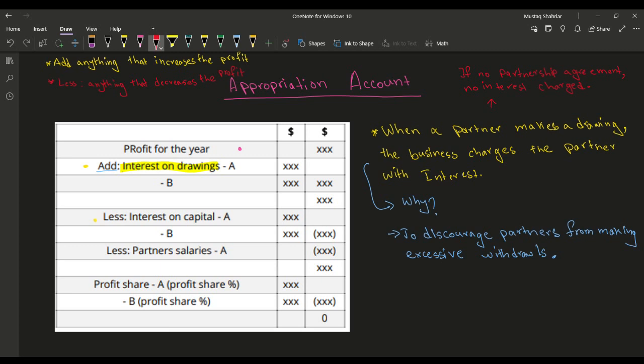Similarly, for salaries, it's the same case. Those are included in the partnership agreement, and if they are not, the partners are not entitled to salary. After we've deducted and added these values, this is our residual profit.